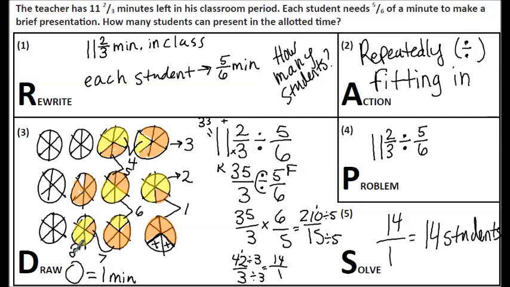And we're going to keep on going and counting out how many times I can fit 5/6 into that 11 2/3. So we have student 10 and student 11. We have student 12, another 5/6 for student 13, and the last 5/6 fits in evenly. So we have that exactly 14 students can fit into the amount of time that we have left in class for their presentation.